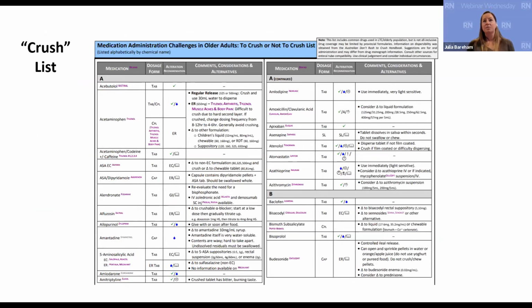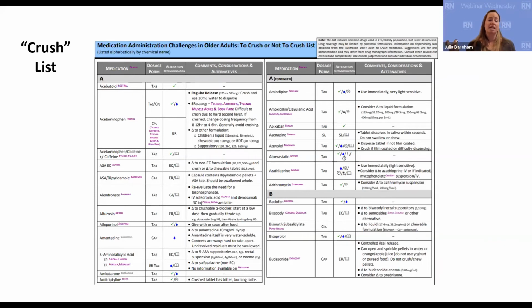The crush list, this is also somewhat popular with my long-term care population. My patient can't swallow this pill. Can I alter it? Can I smush it up and put it in yogurt? Can I put it in water? What do I do? Is there an alternative?